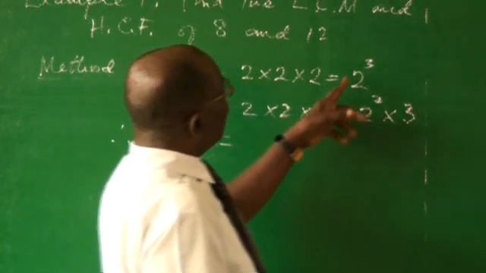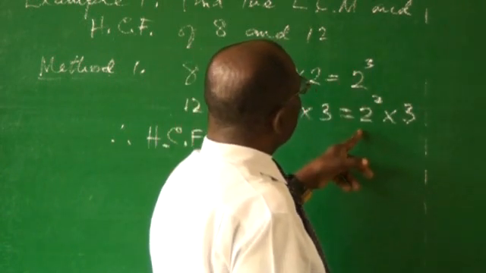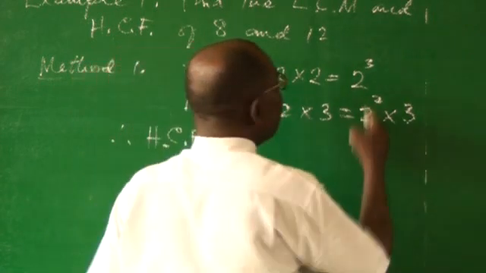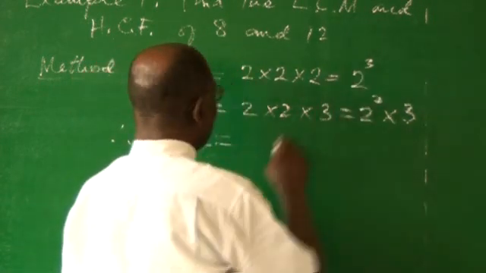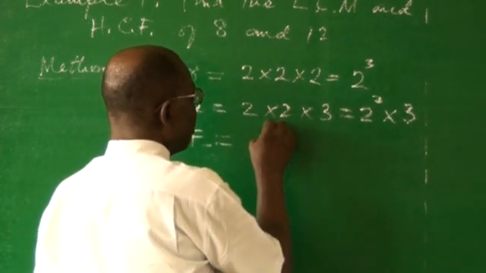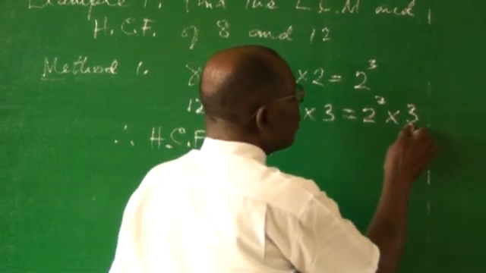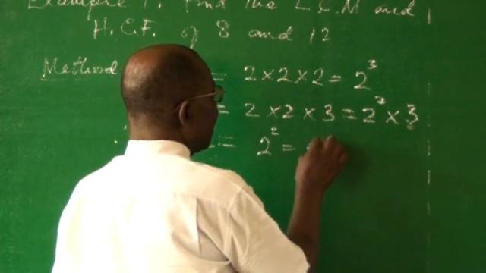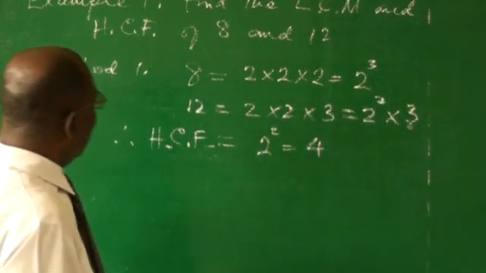Recall, we look at the 2's. Since it says highest common factor, we'll pick the smallest 2, which is 2 to the power 2. 3 is not common, so we can't pick 3, meaning the HCF of these two numbers is 4.